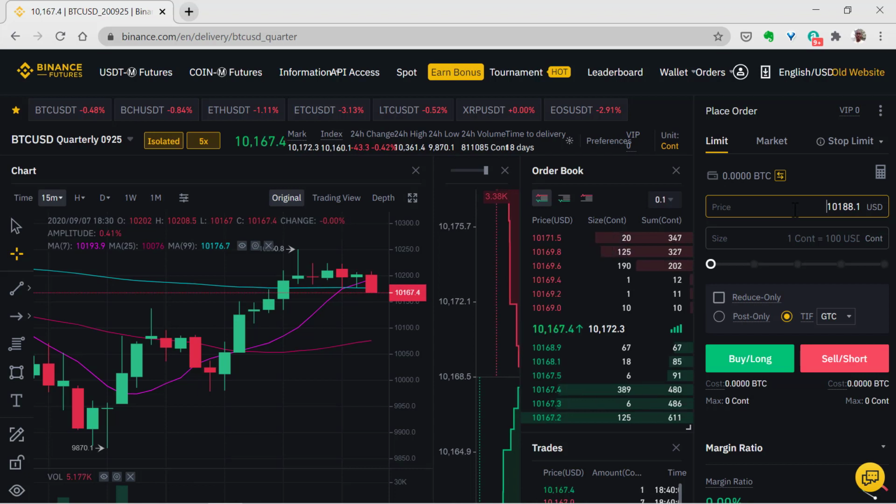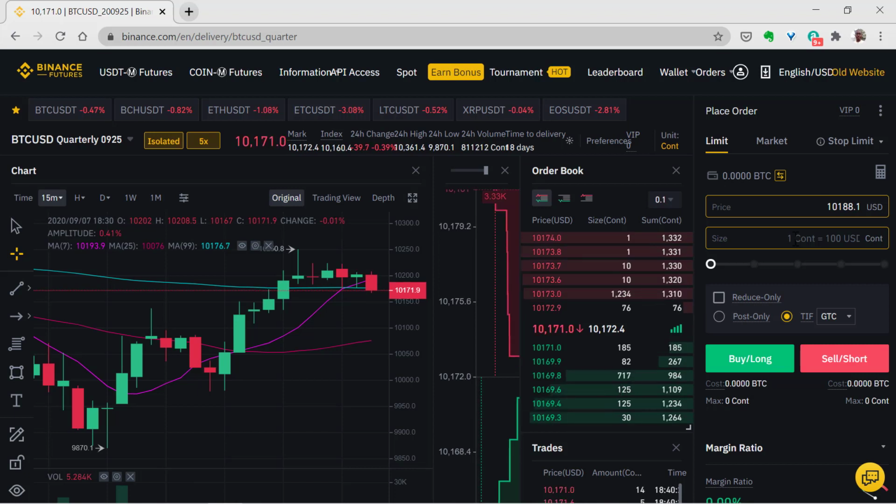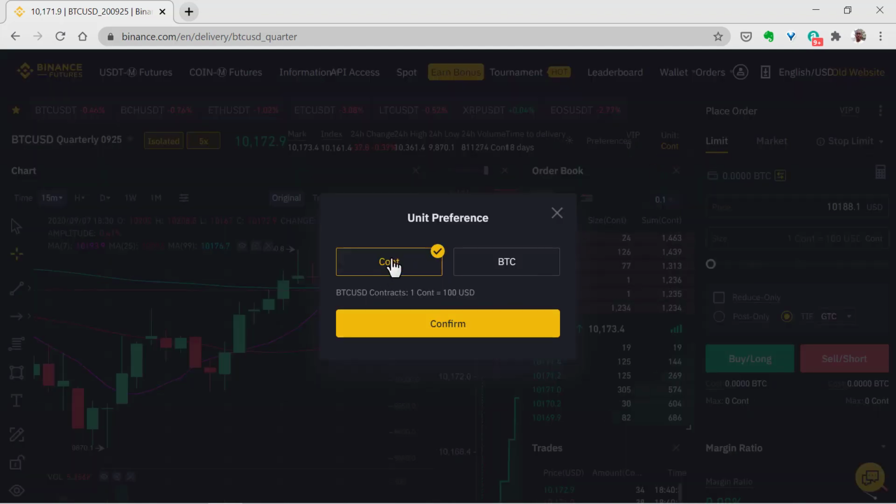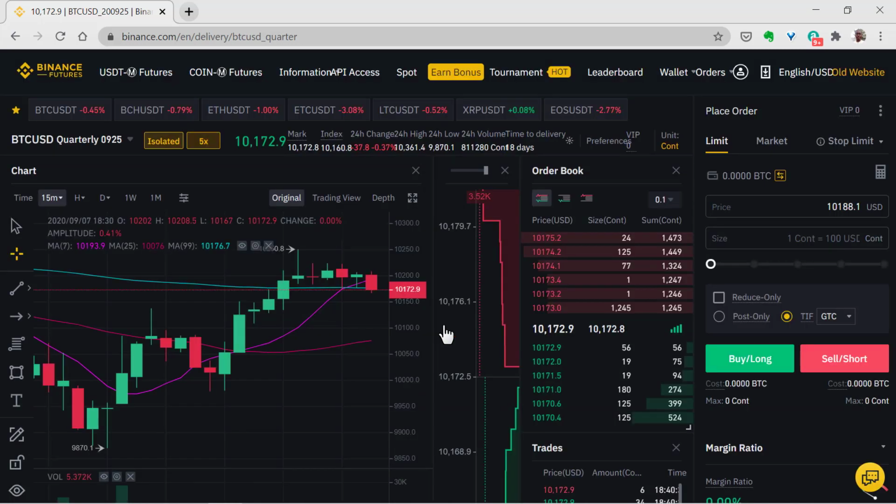So major things you need to know here. First of all, I would take a look at this. This is the unit. So typically we buy contracts. For example, on this Bitcoin quarterly contract, the minimum you can buy is 1 contract. But if you want to change the view, you could change the view to either contracts, or your orders will be denominated in Bitcoin. Let's stick with contracts for now.